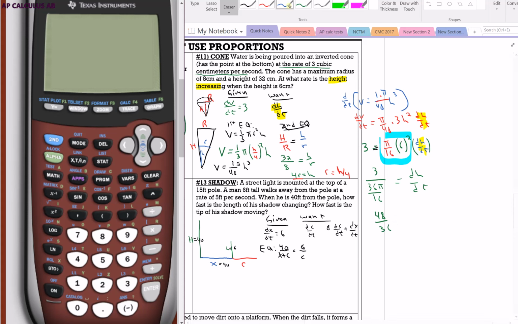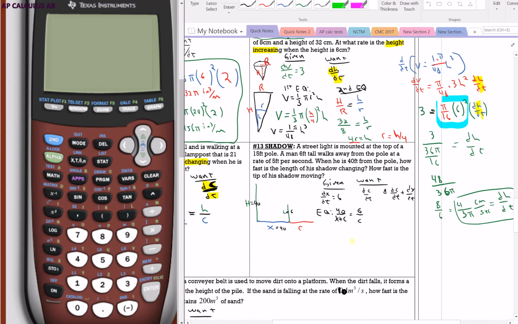48 over 36 pi. The 48 coming from 3 times 16. And then I can simplify this a little bit. 48 divided by 36, they both are divisible by 6, right? If I divide them both by 6, I would get 8 over 6, which simplifies even more to 4/3, and there's a pi on the bottom. So 4 over 3 pi, this is dh dt, where h is measured in centimeters, and time is measured in seconds. So we get 4 over 3 pi centimeters per second.